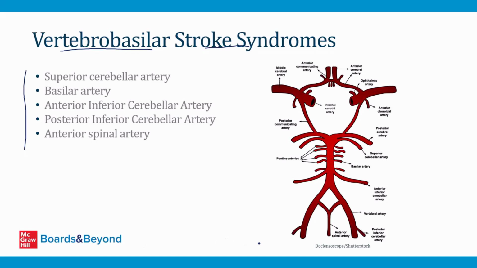If you look at this drawing on the slide here, we can find these 5 vessels. This is the superior cerebellar artery shown right here. Basilar artery is a midline structure right here. This is the anterior inferior cerebellar artery. This is the posterior inferior cerebellar artery. And then right here, we have the anterior spinal artery.